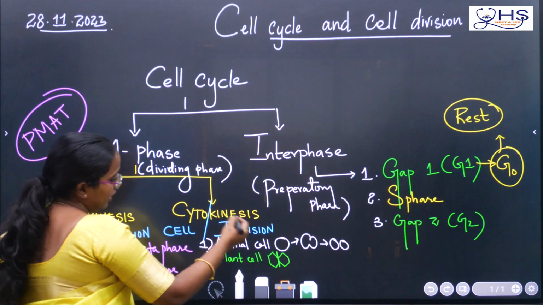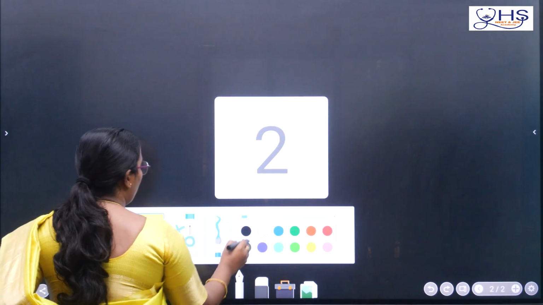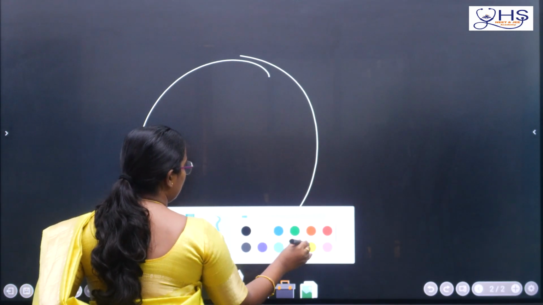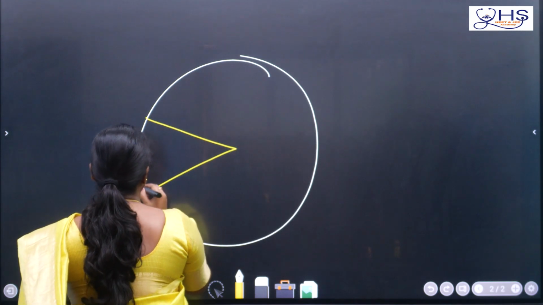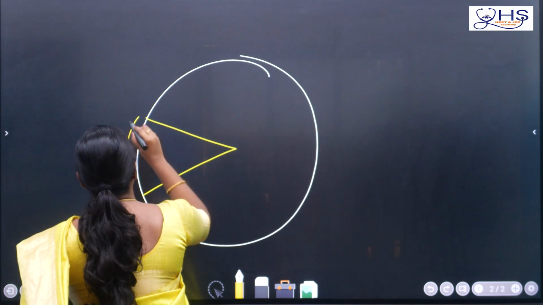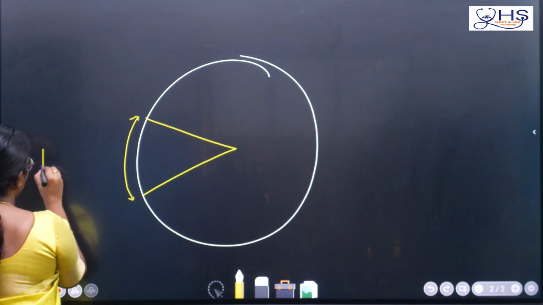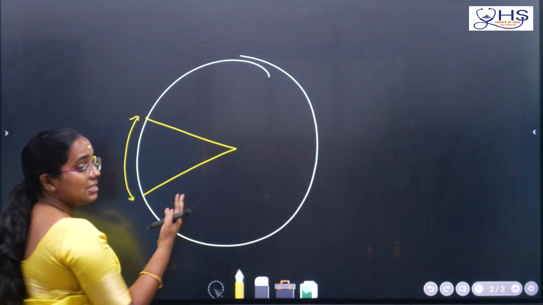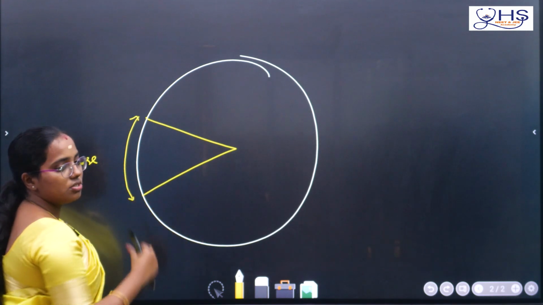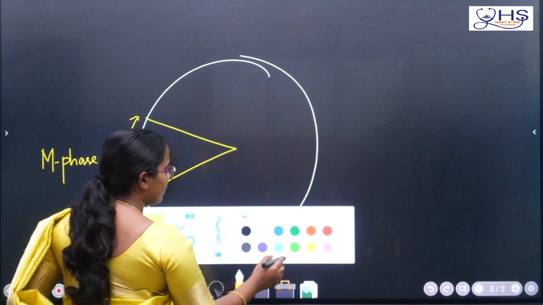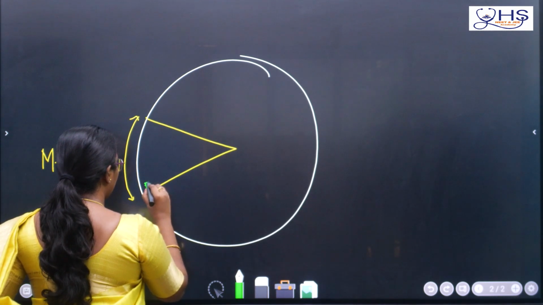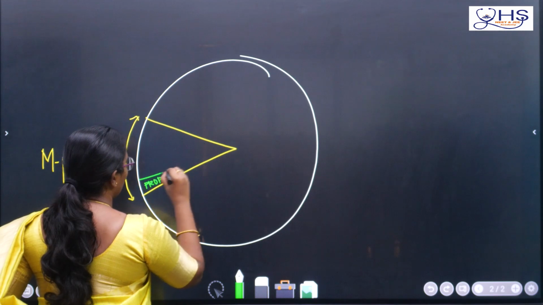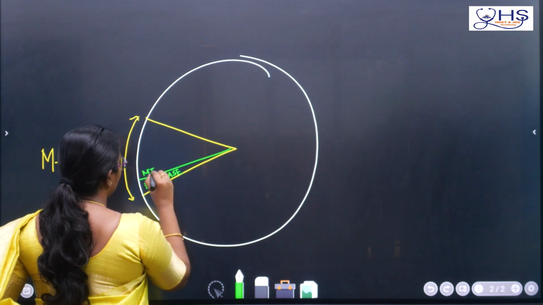Now we will represent it diagrammatically. We'll draw one circle, and in the circle we'll represent, yes, from here to here, it is called M phase. If you consider this as a cell cycle, the small portion is called M phase. Within this M phase, we can mark this is prophase, and metaphase.